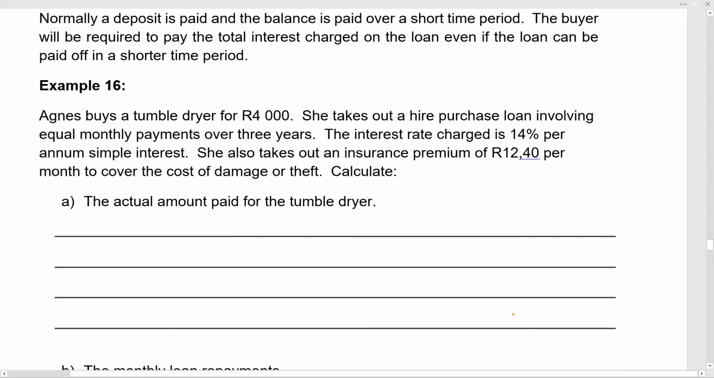The buyer will be required to pay the total interest charge on the loan, even if the loan can be paid off in a shorter time. So there isn't a quick way around. If it's a 6-year loan, you have to pay off 6 years worth of interest.